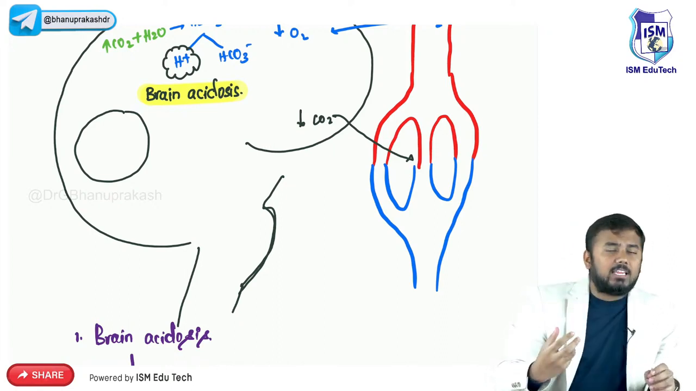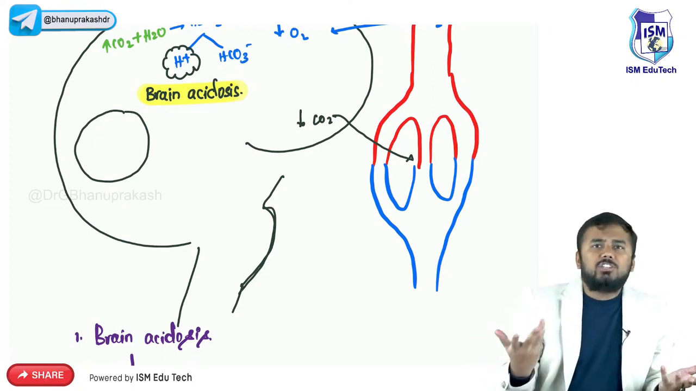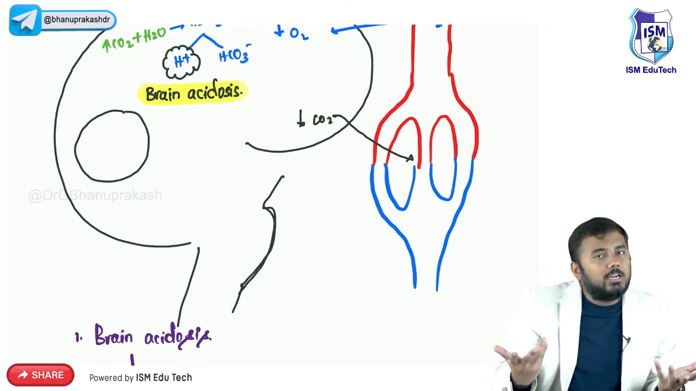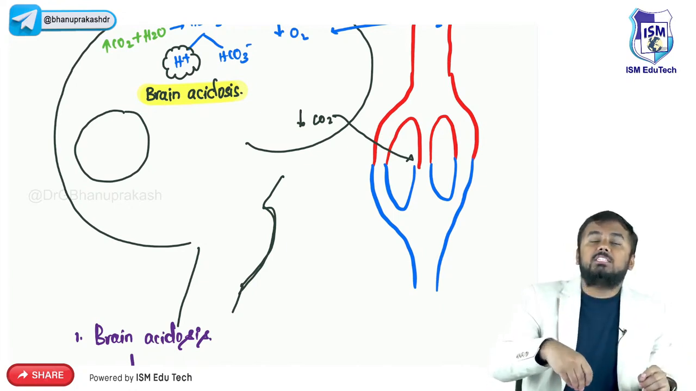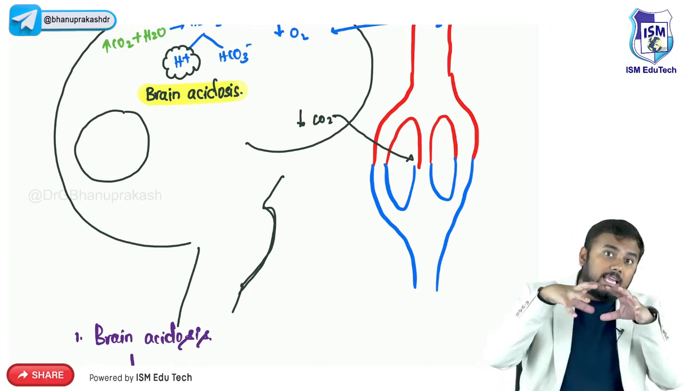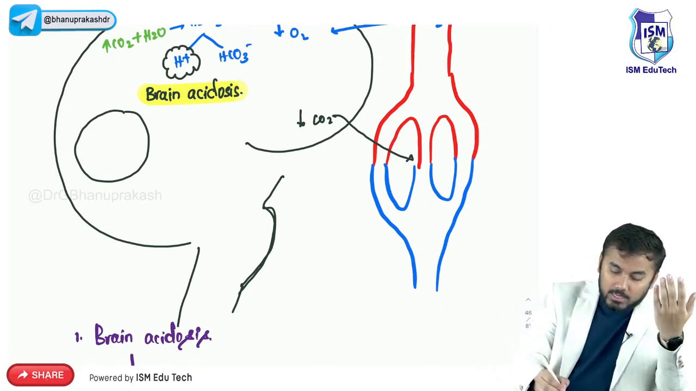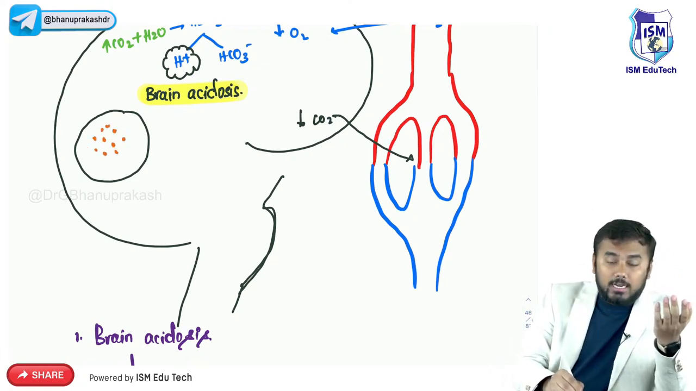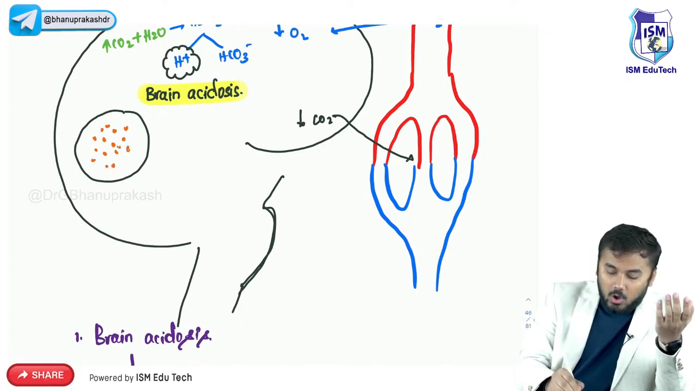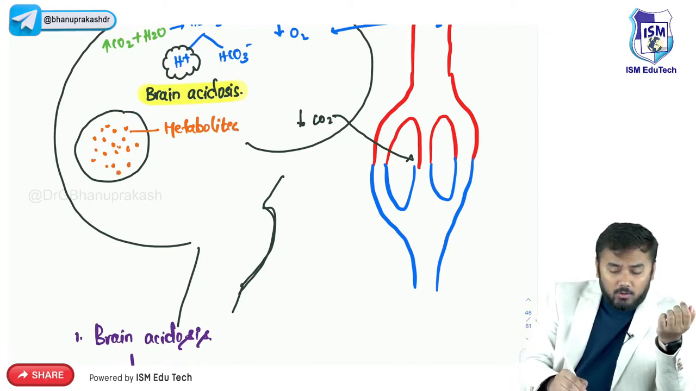If ATP is not released, do you think the pumps will work? Sodium, potassium, calcium pumps and all these pumps, do they work? They don't work. If pumps are not working, do you think the metabolites which are released within the cell are cleared off or are they getting accumulated? Obviously, the metabolites are getting accumulated within the cell. They are not cleared off. So what are all these? All these are the metabolites.